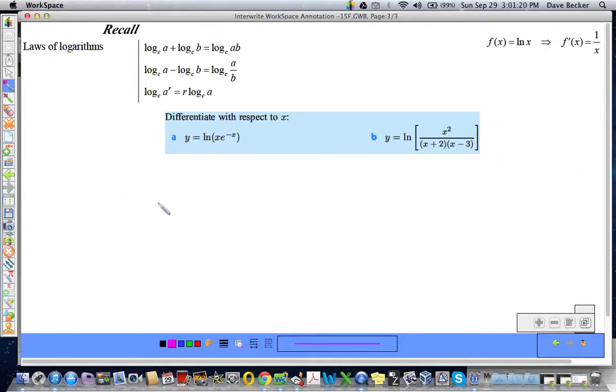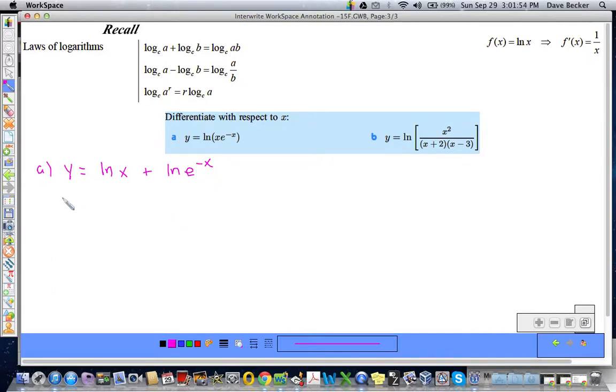Okay. Now, sometimes we can use our laws of logarithms. This is from your formula sheet. These rules of logs help us make taking the derivatives easier. And then, of course, the derivative of natural log is 1 over x. So let's see what we've got here. So A, I'm going to rewrite this as y equals the natural log of x plus the natural log of e to the negative x.